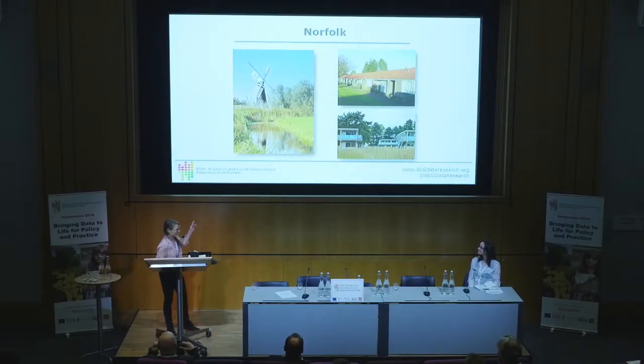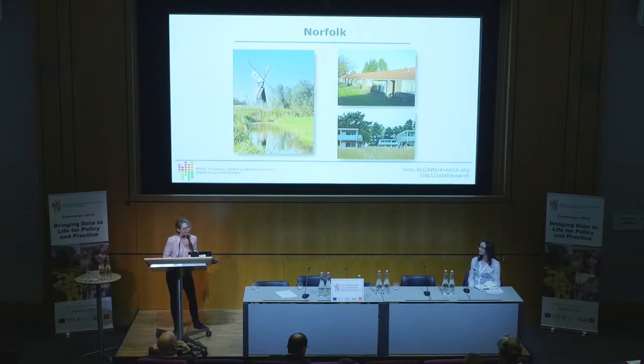So here's some images from Norfolk. On your left you'll see a typical image from Norfolk with a wind pump, water, no hills. These places do exist, there's lots of them, and they're very lovely. Another image of rural Norfolk on your top right. That's in a village where I used to live. It's a row of council housing built in the 1960s for people over 60. And it's really lovely. It's an idyllic setting.